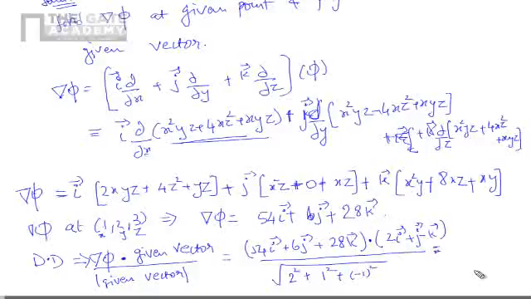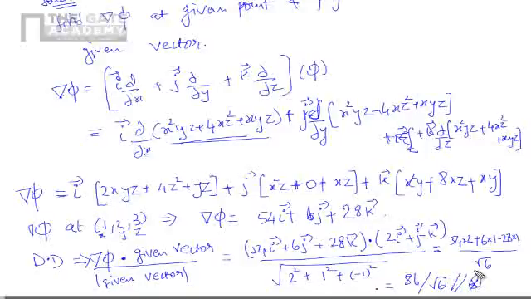When you take the dot product, how will you take it? We will take the corresponding terms. So this is nothing but 54 into 2 plus 6 into 1 minus 28 into 1, divided by root of 4 plus 1 plus 1, root 6 you will get, right? Root 6. So the final answer will be what? 108 minus 28 plus 6 is 86. 86 divided by root 6. This is the answer.